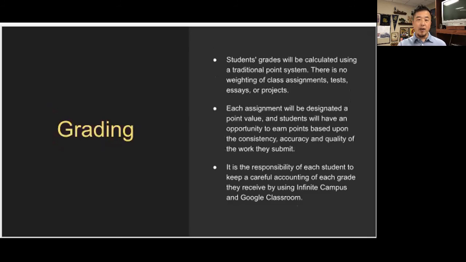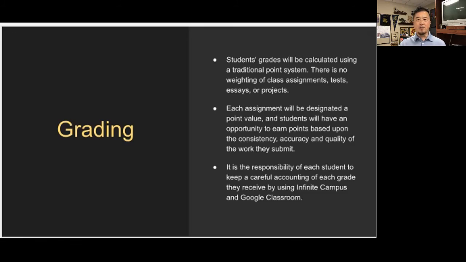Grading. Students' grades are calculated using a traditional point system. There's no weighting of class assignments or tests or essays or projects. I just give straight points across. And it's the responsibility of students to keep a careful accounting of their grades via Google Classroom and Infinite Campus. I often tell them again throughout the semester, but especially the first day of class, that they should never have to ask me, what am I getting in the class? What am I missing? Because everything's there in Google Classroom, everything's there in Infinite Campus.